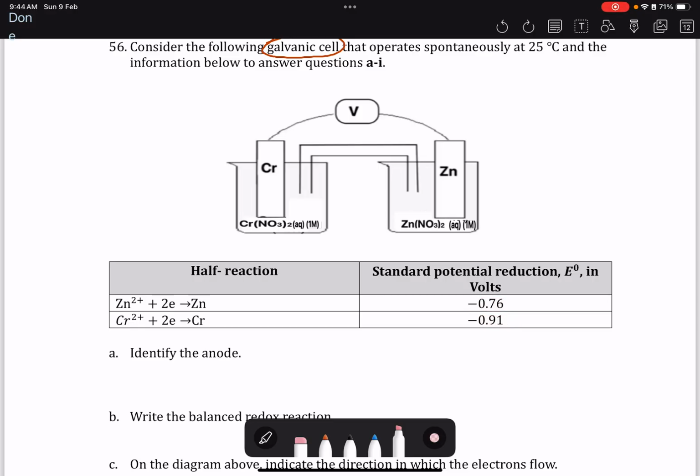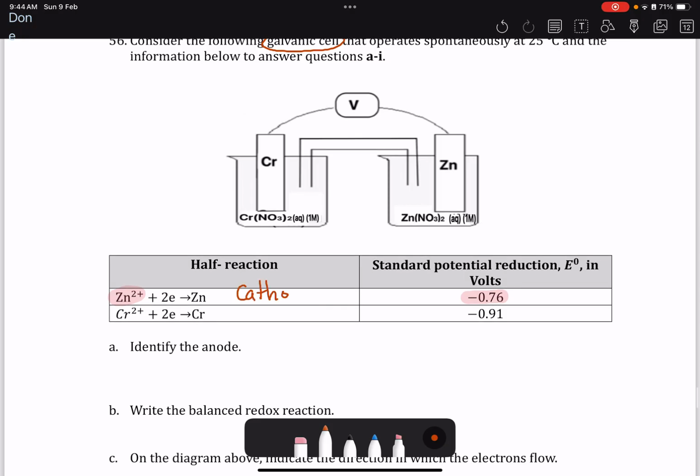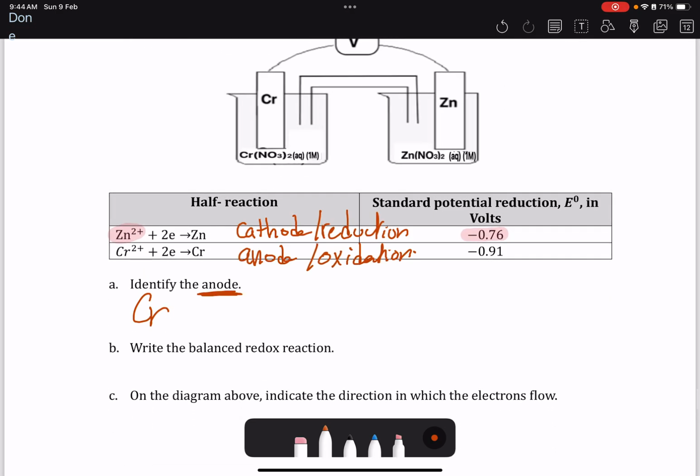The half cell that has the stronger oxidizing agent is the one that is going to undergo a reduction and the one that's going to be on the cathode. So this is the one that has a higher value. So this is the zinc 2 plus that is a stronger oxidizing agent than Cr2 plus. So therefore, this is going to be on the cathode undergoing a reduction, and this is going to be on the anode undergoing an oxidation. So the anode is Cr. Never mention Cr2 plus to be an anode because anodes are metals.